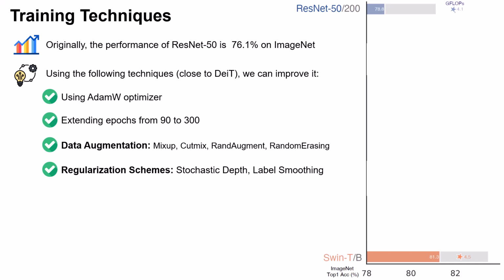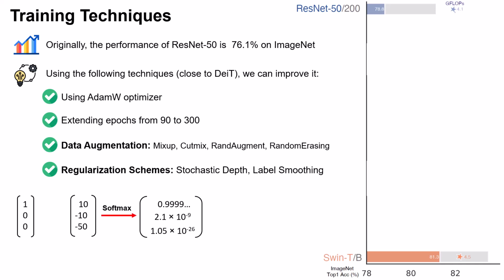To know what that means, let's just assume that this is our one-hot encoded label, where class 0 has the value 1 and the other classes have the value 0. Then let's just say the output prediction of our model, the logits, have these values: 10, -10, and -50. After applying the softmax, the first value wouldn't be exactly 1, it would be a value very close to 1.